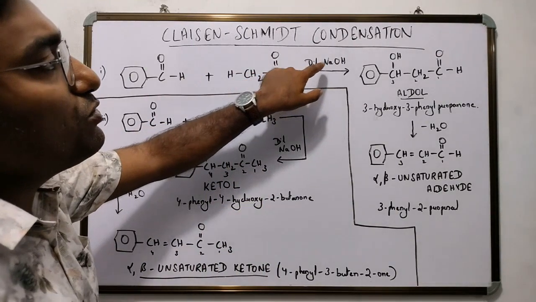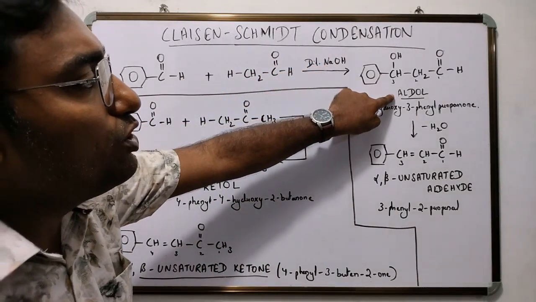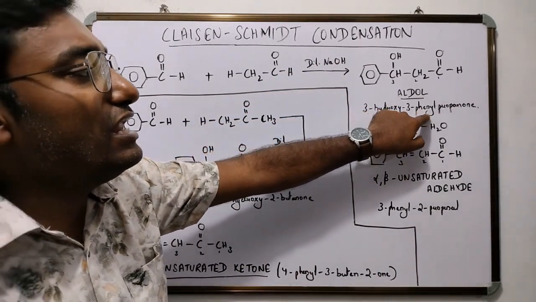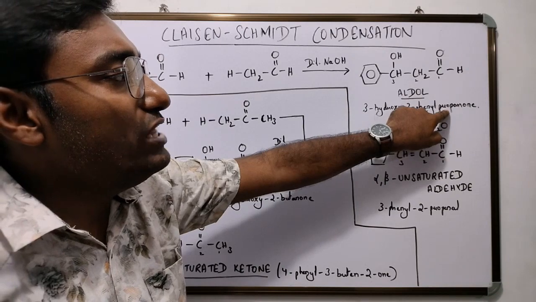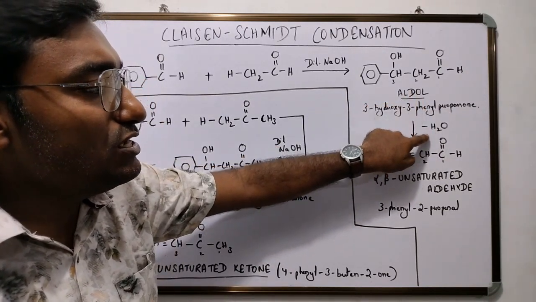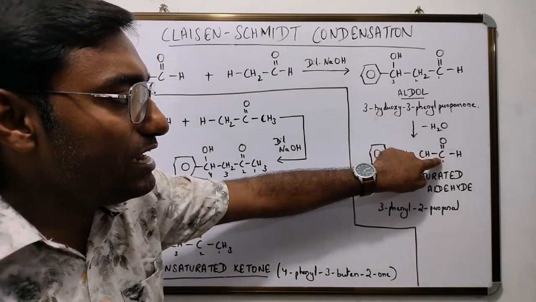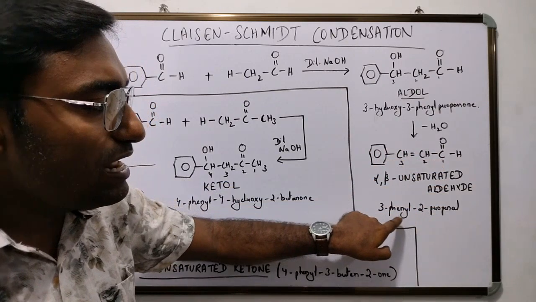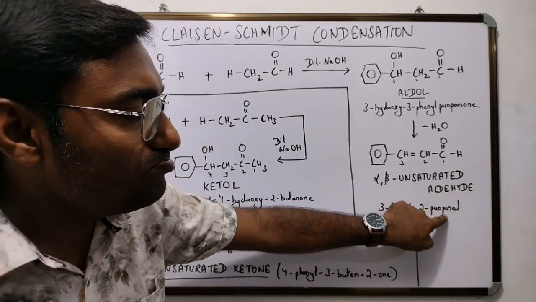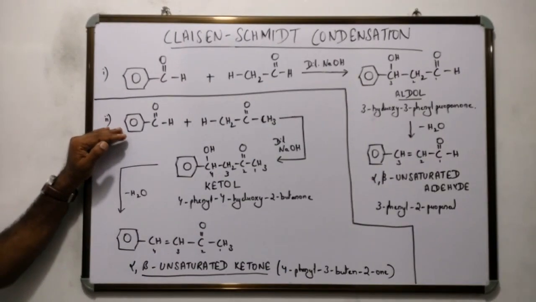I have reacted them both in the presence of dilute NaOH to form the aldol, the IUPAC name of which is 3-hydroxy-3-phenyl-propanone. The aldol formed now loses water in the step sequential to this to form the alpha beta unsaturated aldehyde, the IUPAC name of which is 3-phenyl-2-propenyl. Let us understand the second comment with the help of the reaction.